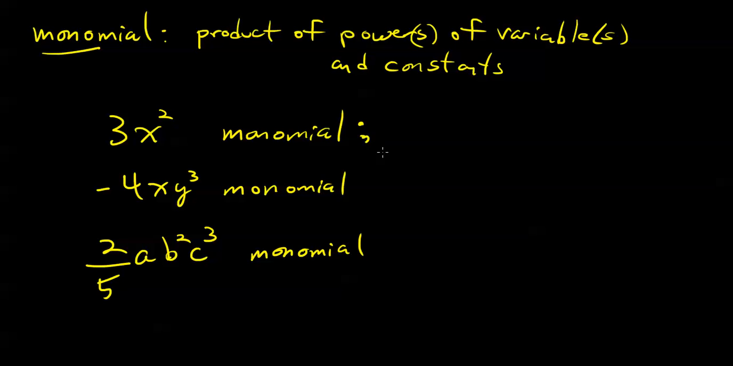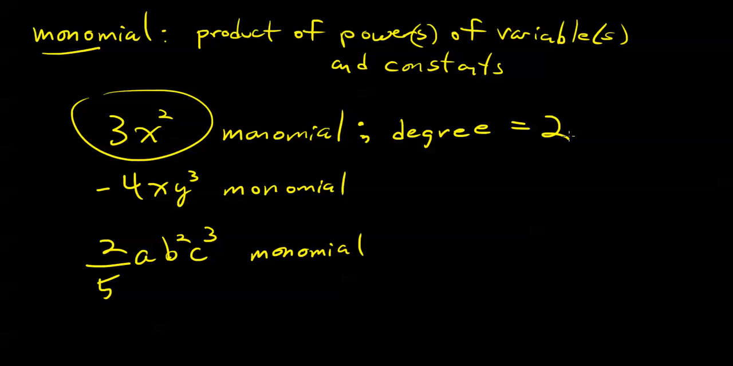Let's talk about what it means to be a degree. If I look at 3x squared, I claim that is a monomial of degree 2. Now, if a monomial has only one variable in it, the degree is just that single exponent. Okay, so 3x squared is a monomial of degree 2. Minus 4xy cubed, I claim this is a monomial of degree 4.